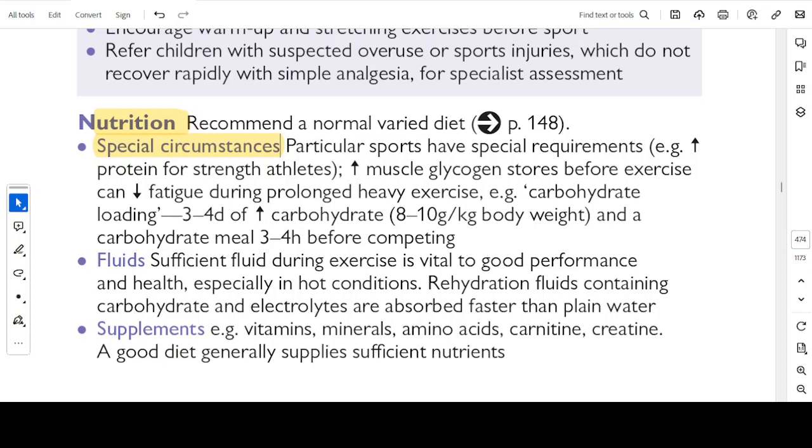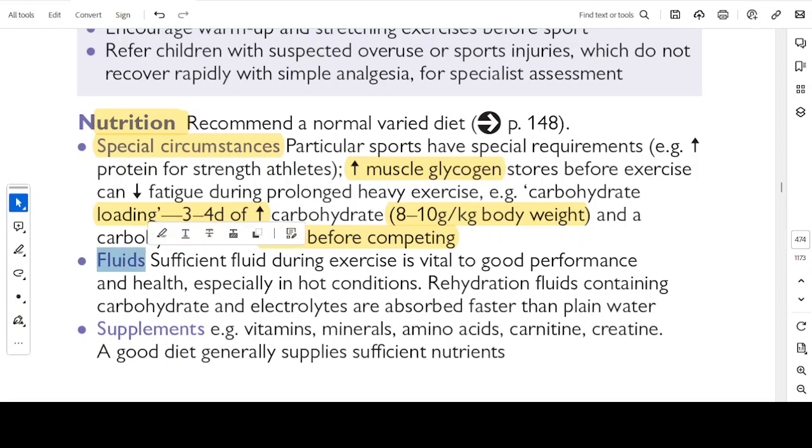Carbohydrate loading: 3 to 4 days of increased carbohydrate, 8 to 10 grams per kg body weight. So for a 60 kg person, it will be 600 grams. So increased carbohydrate intake and a carbohydrate meal 3 to 4 hours before competing will load the glycogen stores, increasing the muscle glycogen stores before the exercise. Carbohydrate loading and a carbohydrate meal before competing.